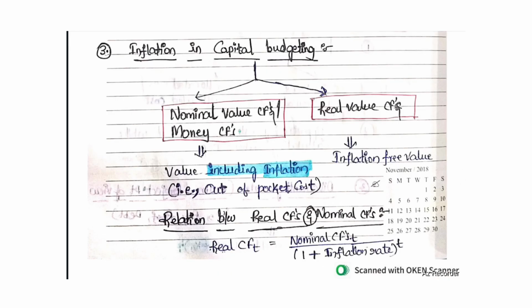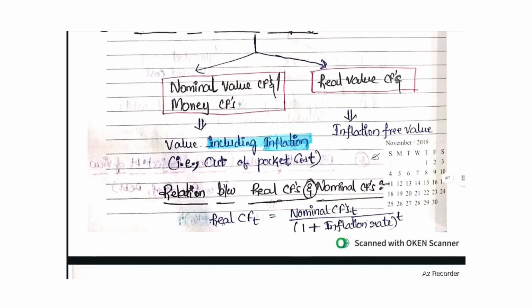Inflation in capital budgeting. Cash flows are of two types: nominal cash flows or money cash flows, and real cash flows. Real cash flows means inflation-free cash flows. Nominal cash flows means value which includes inflation, that is out-of-pocket cost.